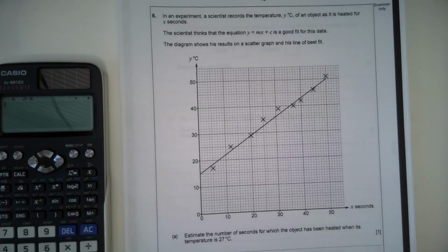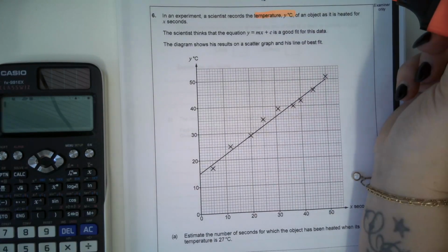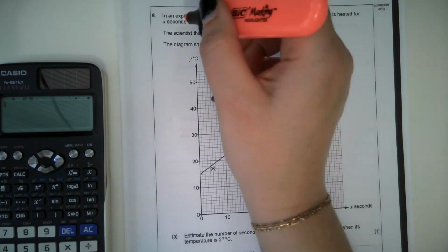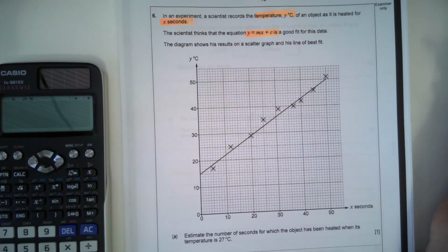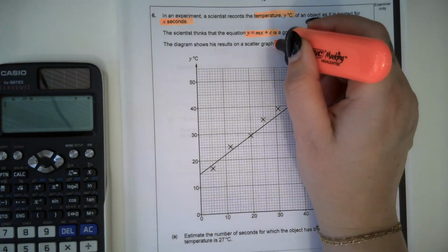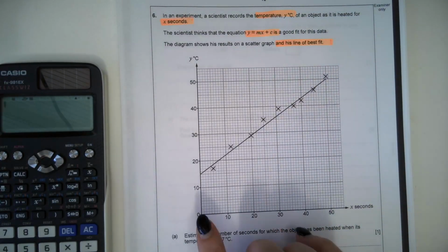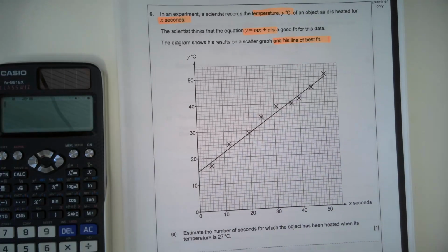Question 6. In an experiment, a scientist records the temperature y degrees Celsius of an object as it's heated for x seconds. The scientist thinks that the equation y equals mx plus c is a good fit for this data. The diagram shows his results on a scatter graph and his line of best fit. So we have a scatter graph and we have the scientist's line of best fit drawn there.